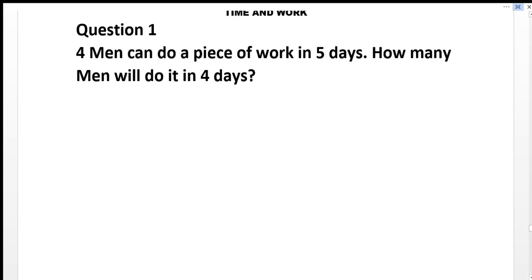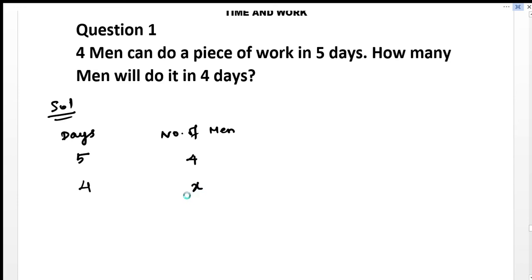Question number 1: 4 men can do a piece of work in 5 days. How many men will do it in 4 days? I am going to use the arrow method itself. I am going to write days here and the number of men here. In 5 days, 4 men are working, right? In 4 days, how many men? This is x.